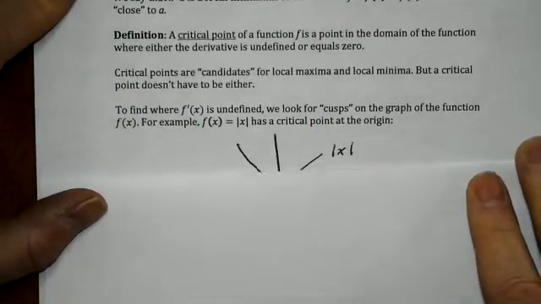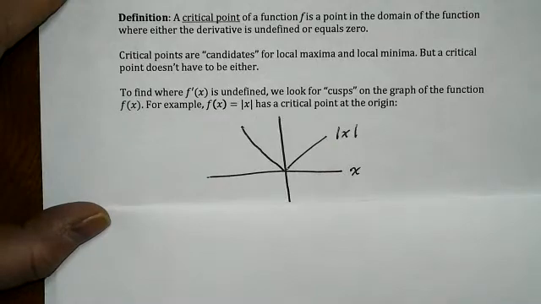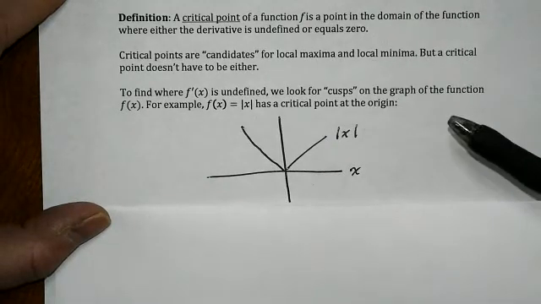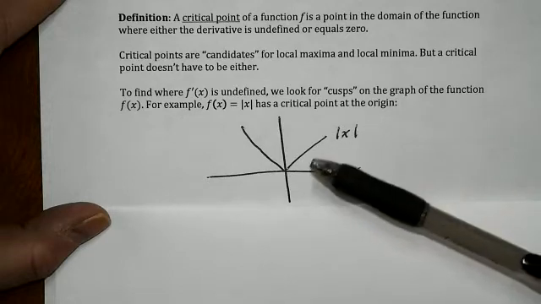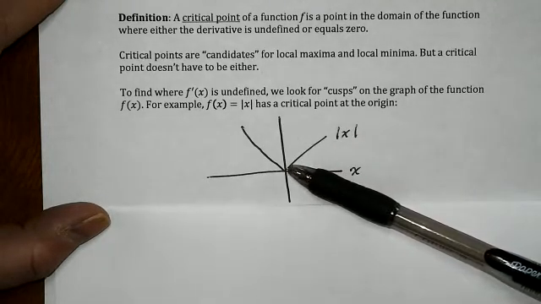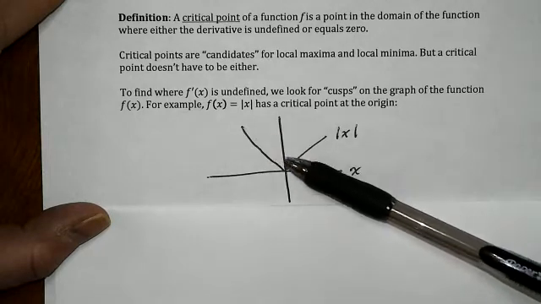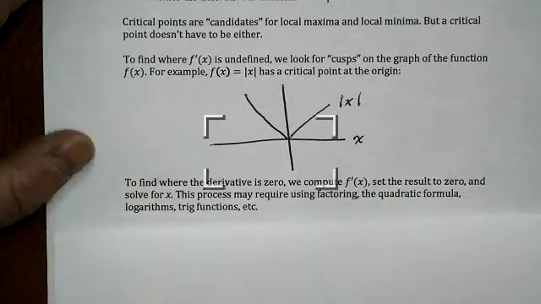So how do we find critical points? Well, if we want to find critical points where the derivative is undefined, we look at the graph of the function and we look for cusps or sharp corners. For example, the absolute value function has a sharp corner at the origin where the derivative is undefined. So the origin, x equals 0, would be a critical point for this function.